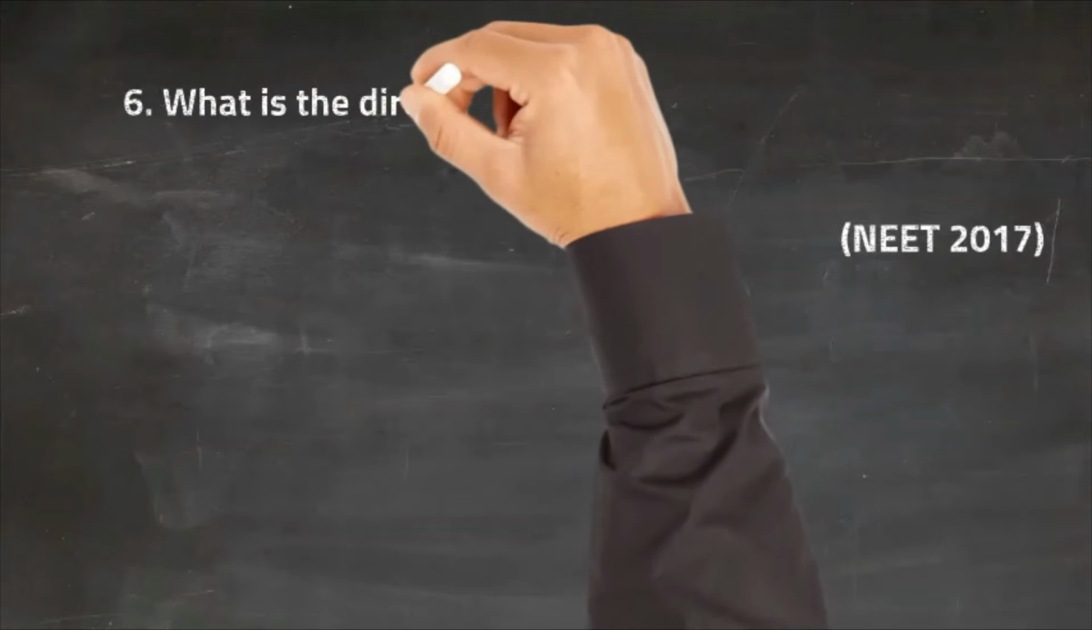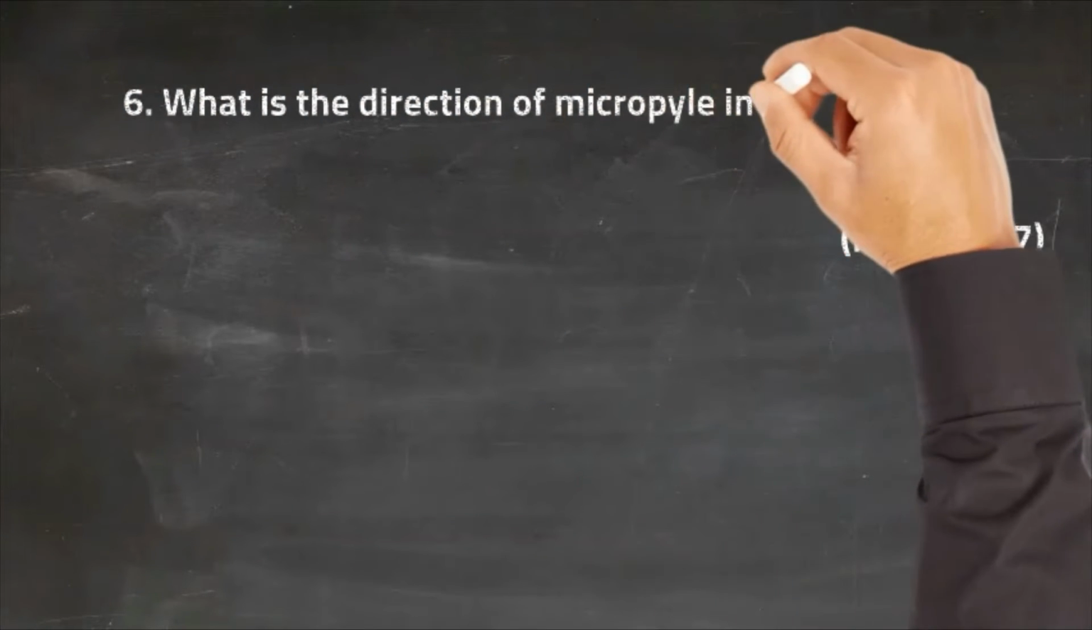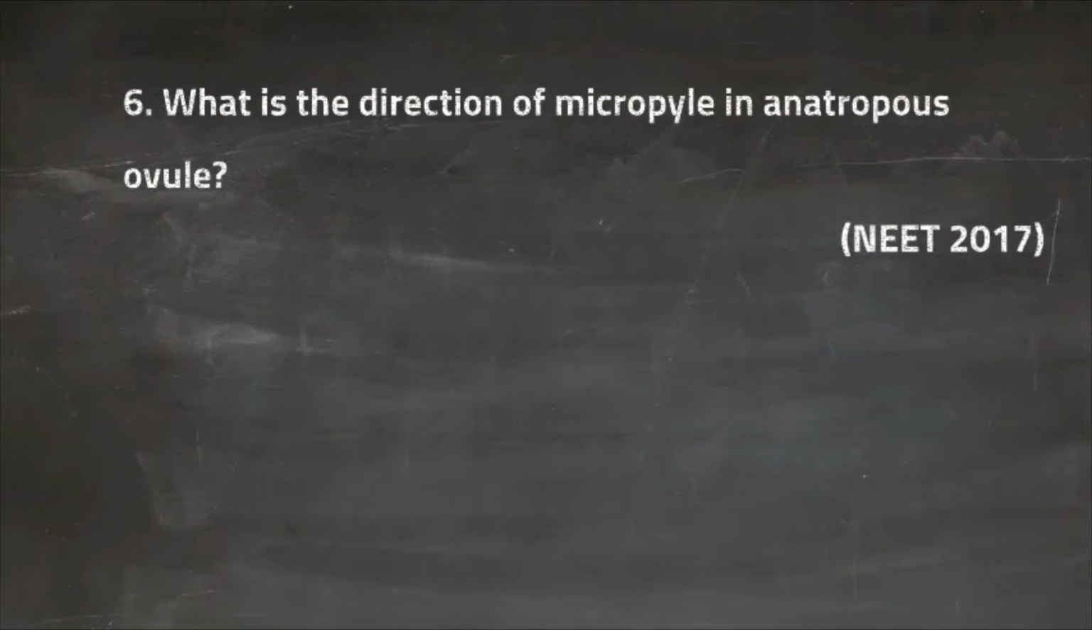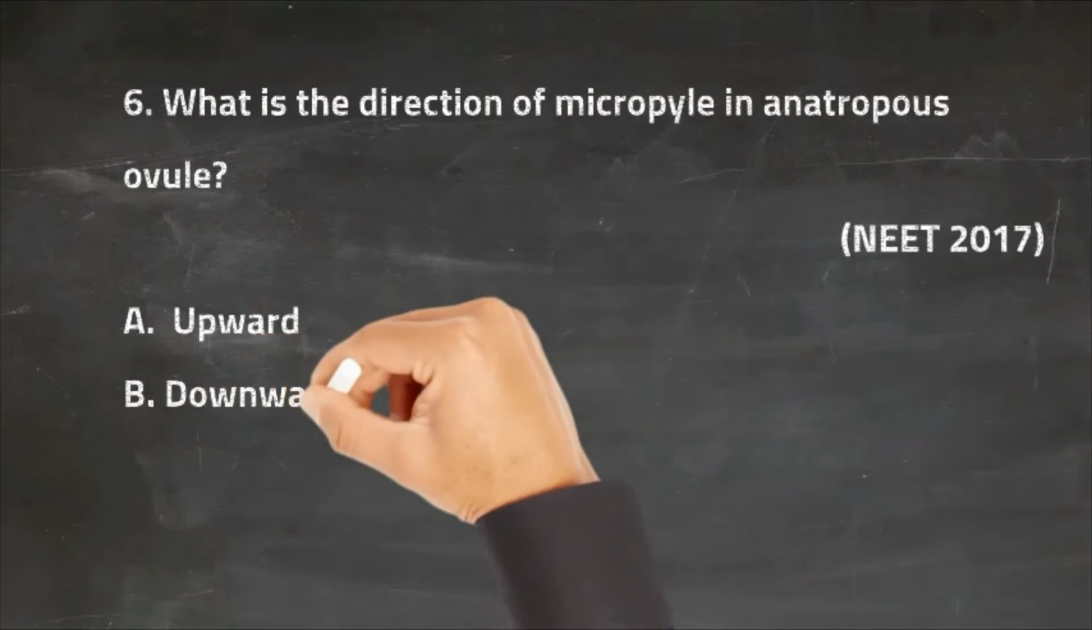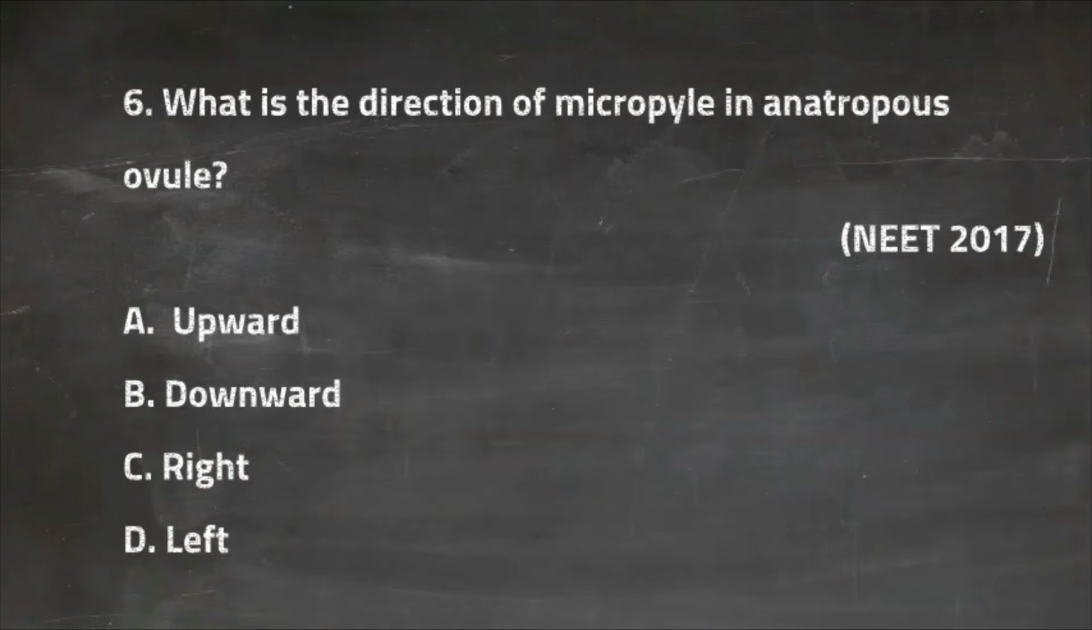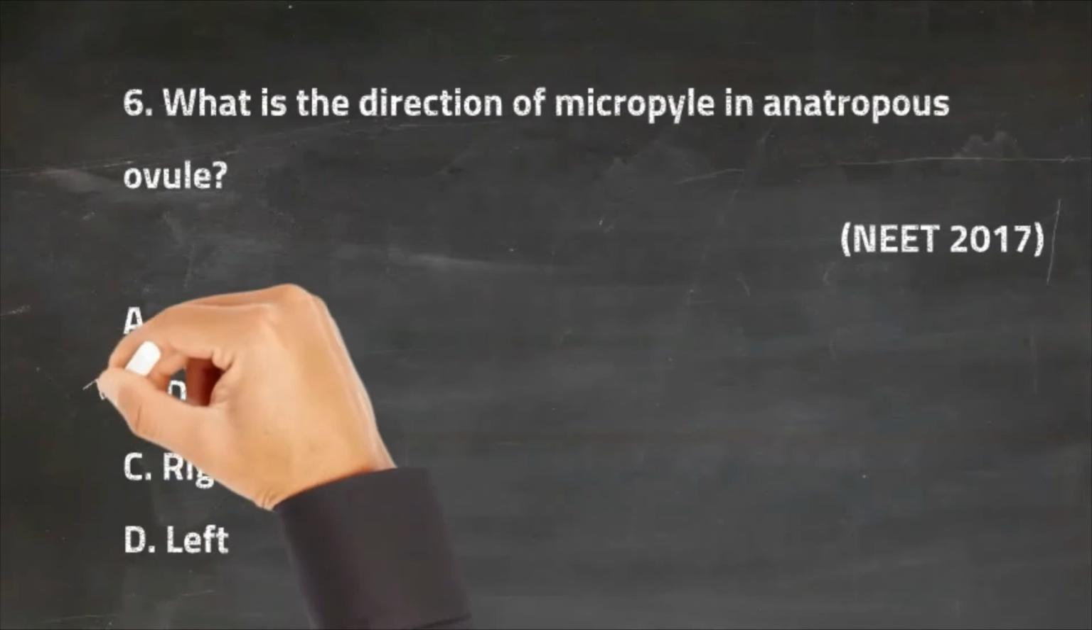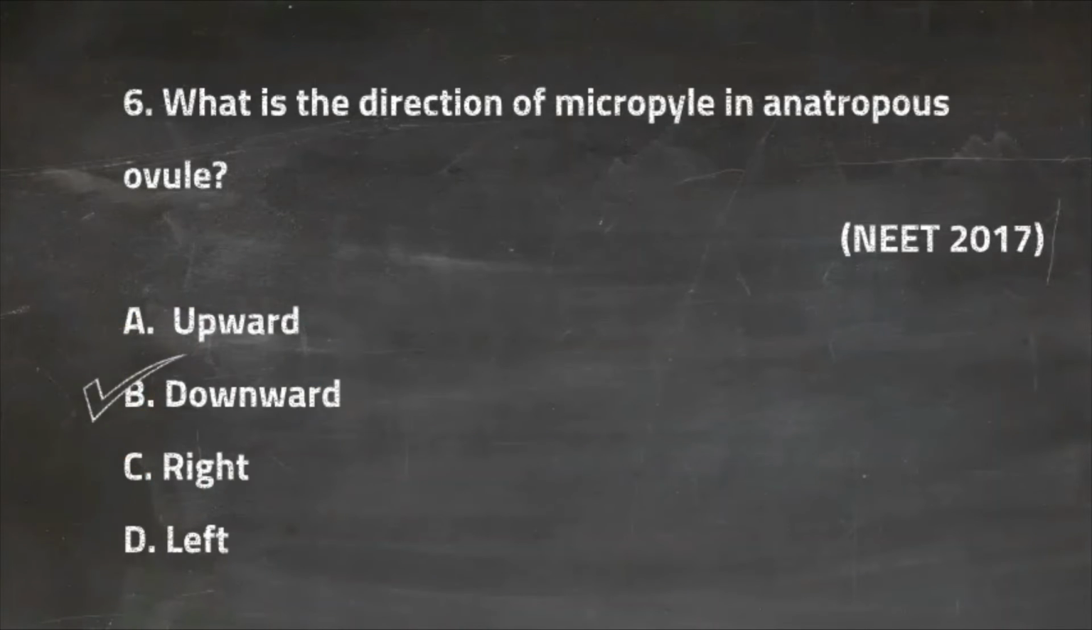Question 6. What is the direction of micropyle in anatropous ovule? So the first option is upward, and the second option is downward, and the third option is right, and the last option is left. So the right answer for this question is option B, and that is downward.